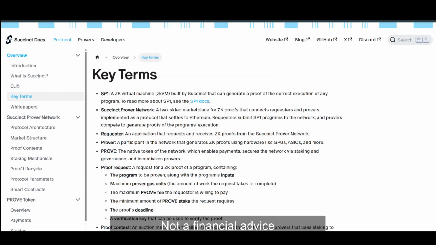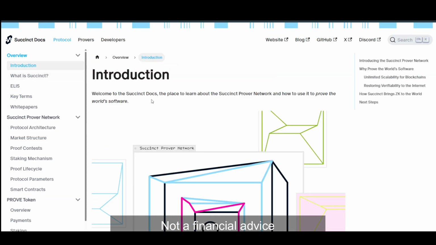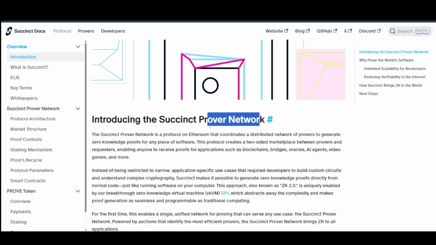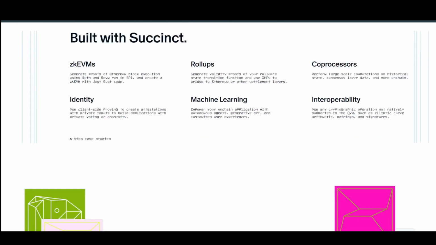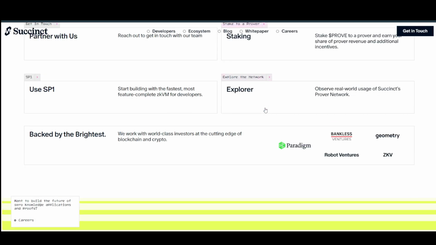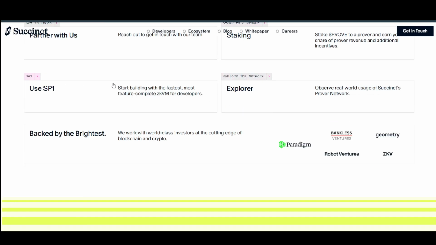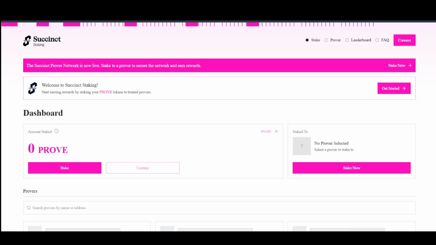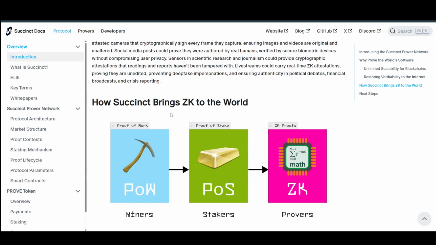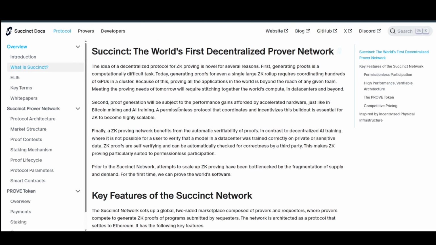So they have these different things going on. If you just go here, they are calling it the Succinct Proof network. So this is their network, and they also have an Explorer as well. I would say that's really good, and you can also do the staking as well to make it secure. Now all of that does work around this SP1, I believe, and that is their main thing.